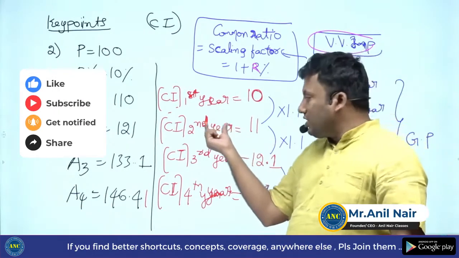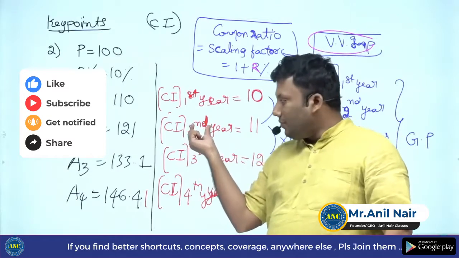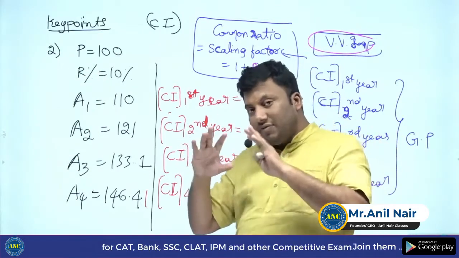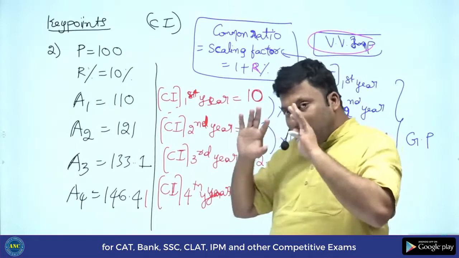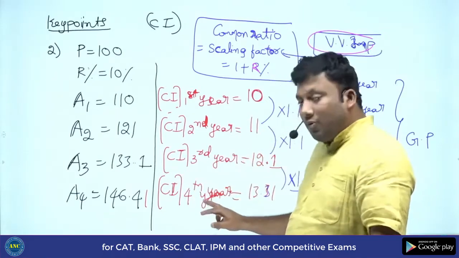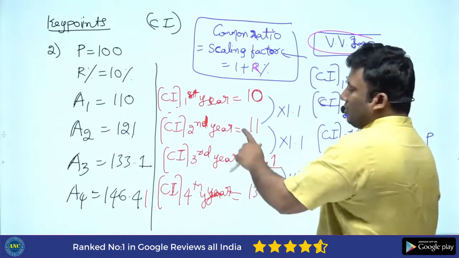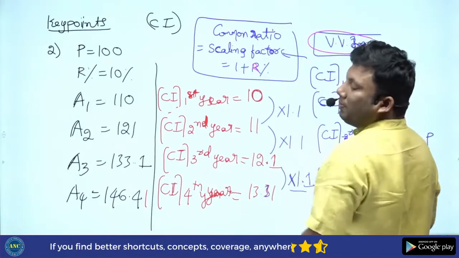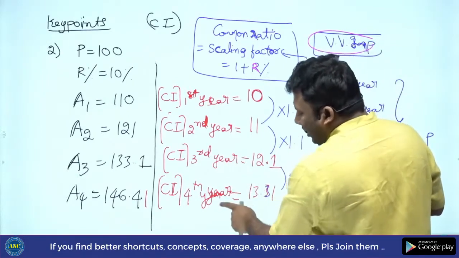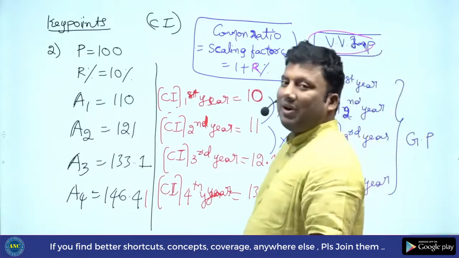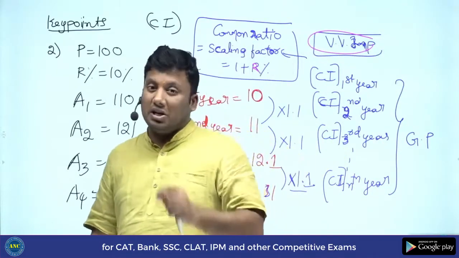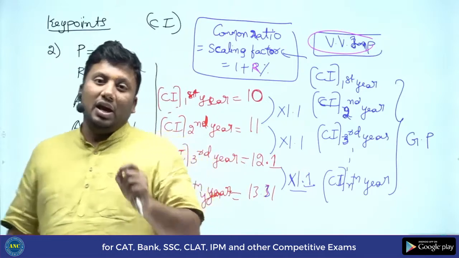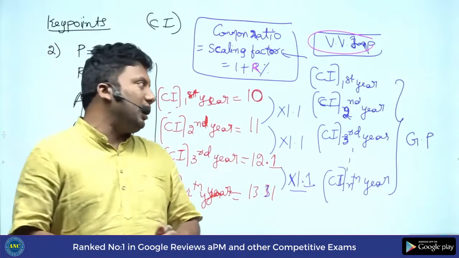Suppose I am given the CI for the second year, some value, and R percent is given. I want the CI for the fourth year. So from the second year to the third year, what is the common ratio? 1 plus R percent. From the third year to the fourth year, what is the common ratio? 1 plus R percent. Very, very, very important key point.